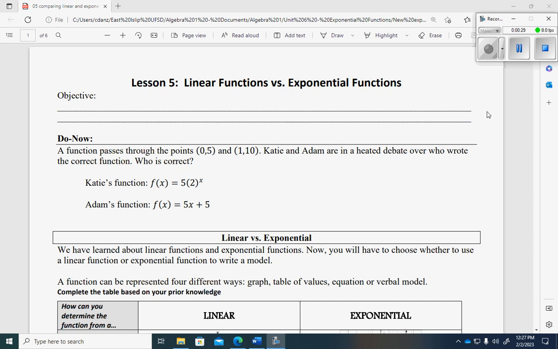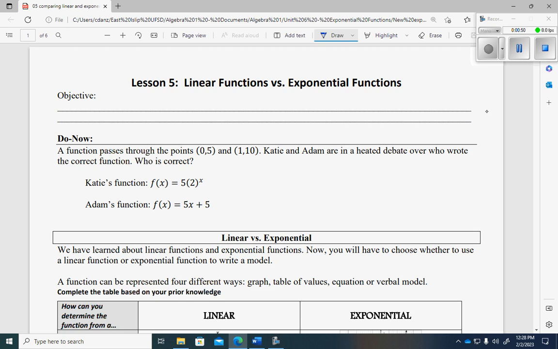A function passes through the points (0, 5) and (1, 10). Katie and Adam are in a heated debate over who wrote the correct function. So who is correct? I can tell just from looking at this that Katie wrote an exponential function while Adam wrote a linear function.